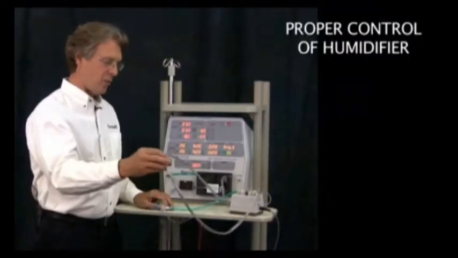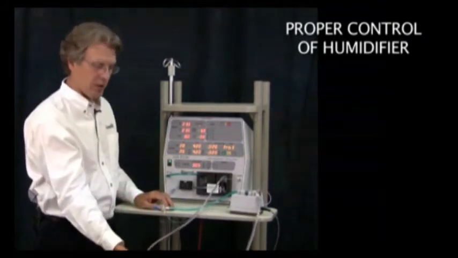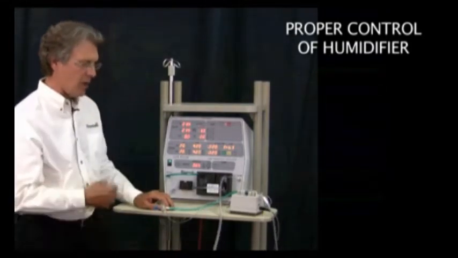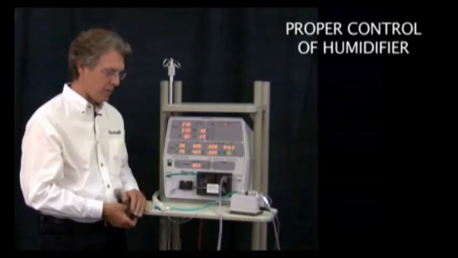So let's say we've got too much water here in the jet circuit. We've got lots of droplets forming in here and little puddles of water at the bottom where the jet circuit is hanging down. What are the steps that we need to do to control that in a more appropriate way?